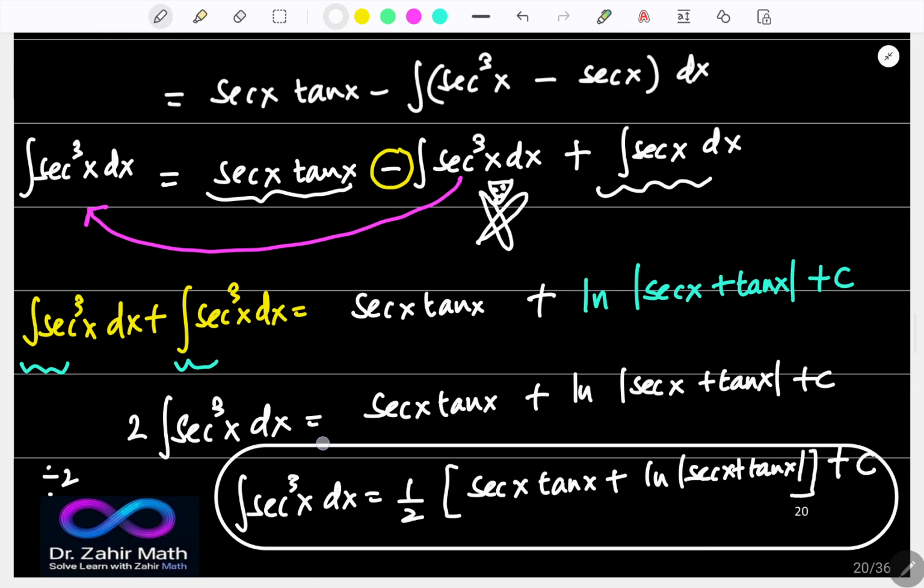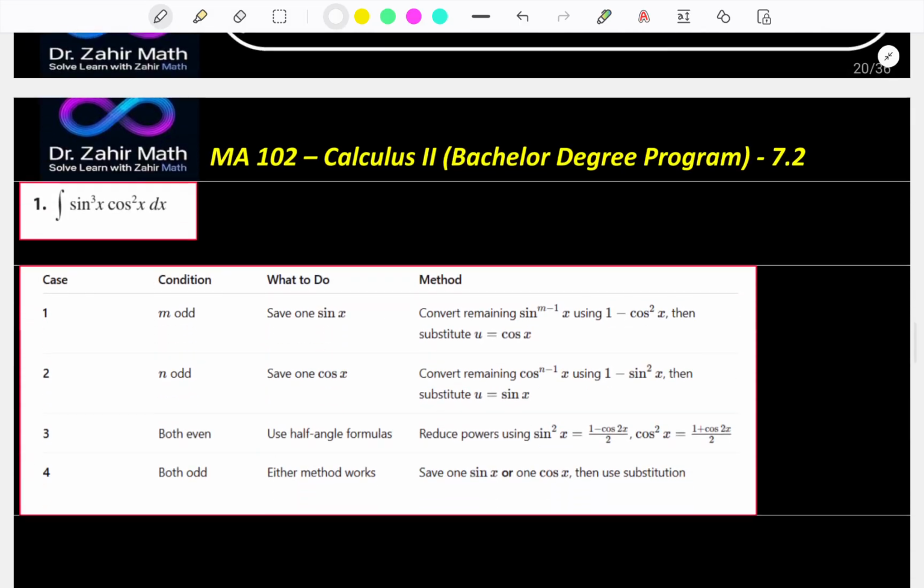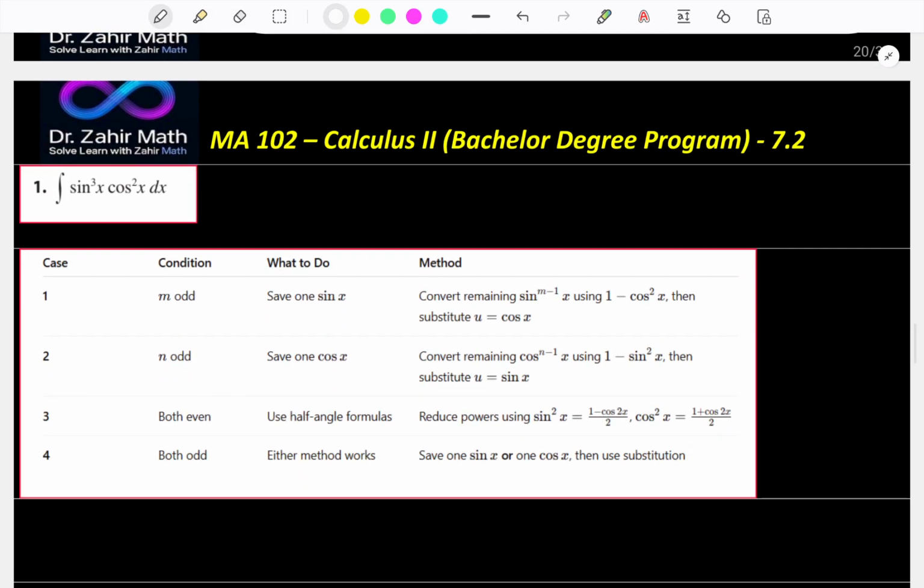Yes, it is clear. So 2 questions. Keep in your mind: tan cube x and secant cube x. If you want to disturb you much, these 2 questions are very, very important. Yes. Let's go to the next.